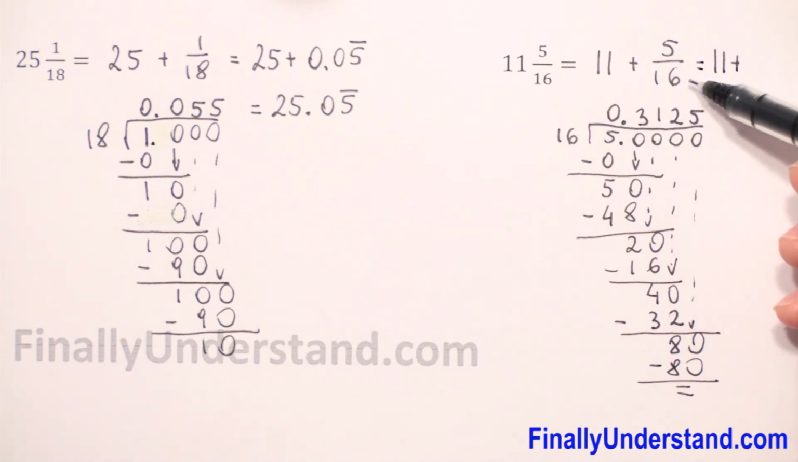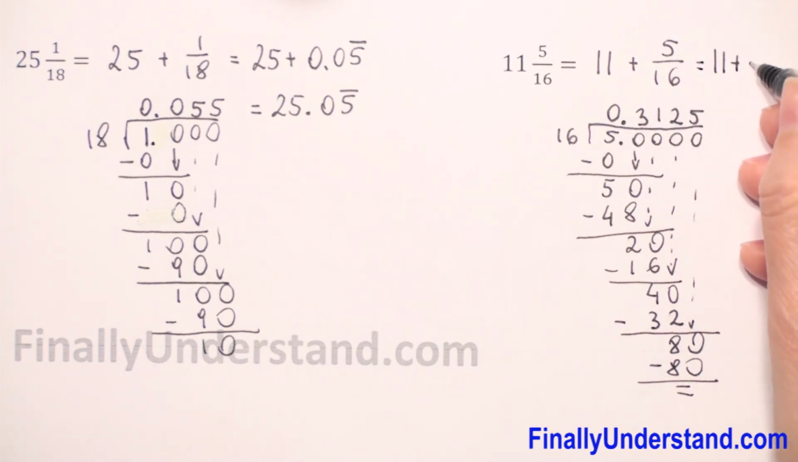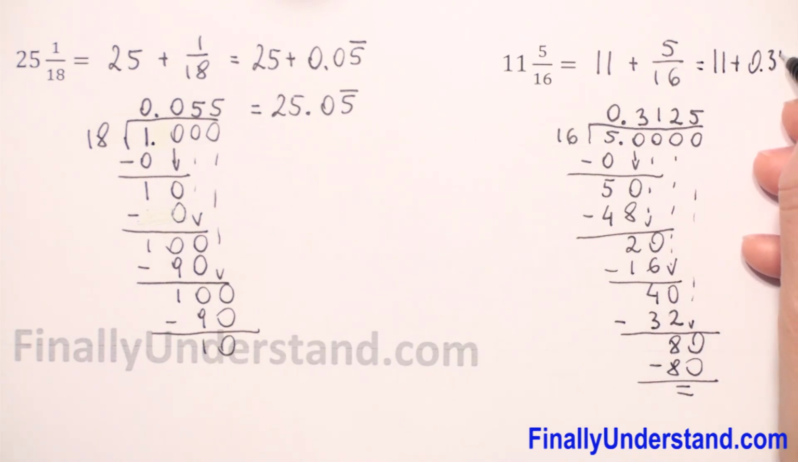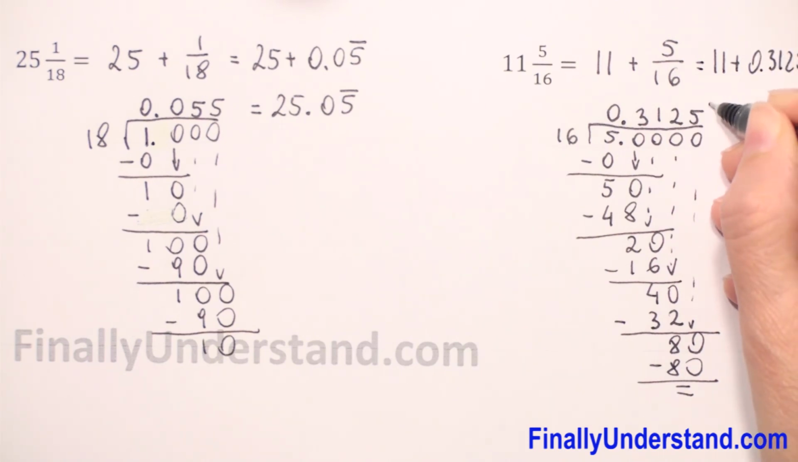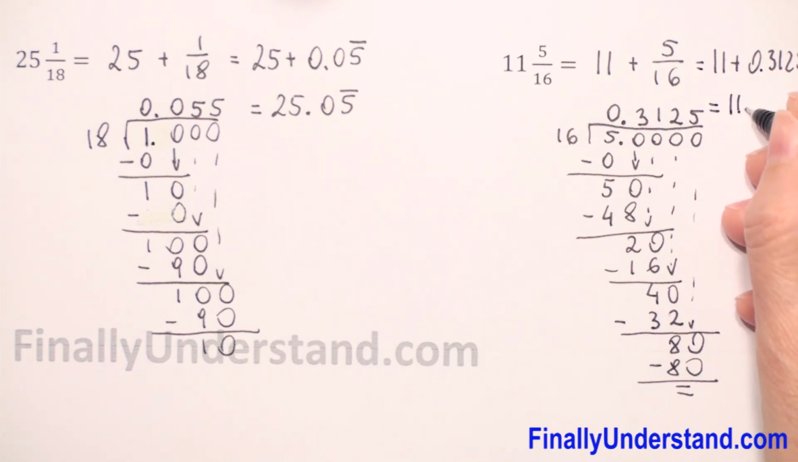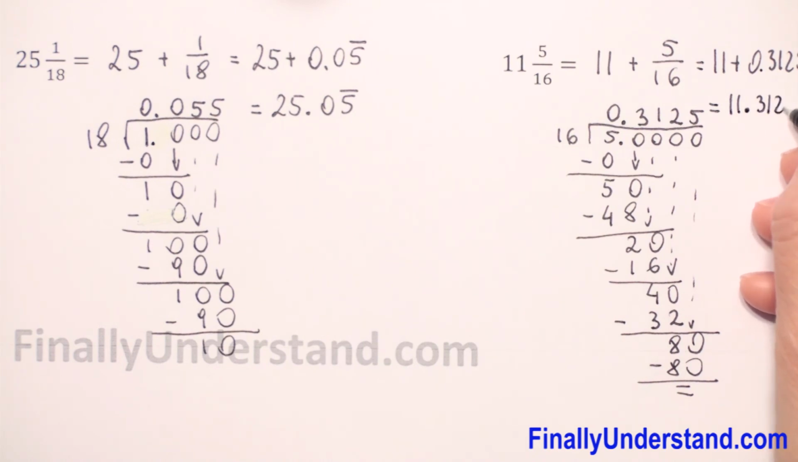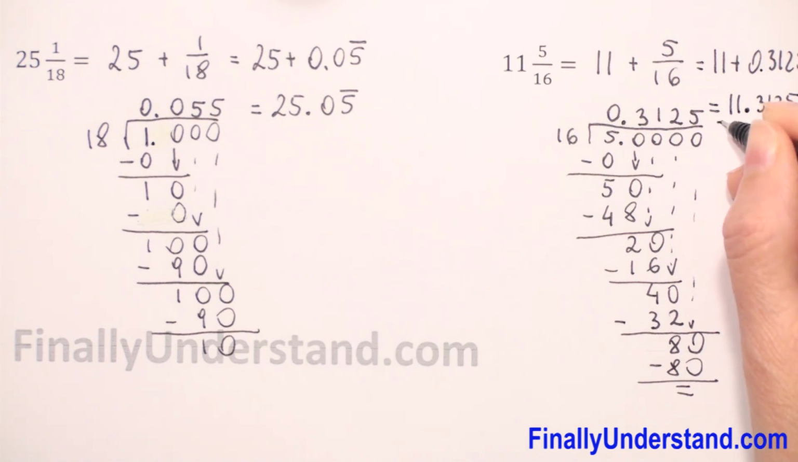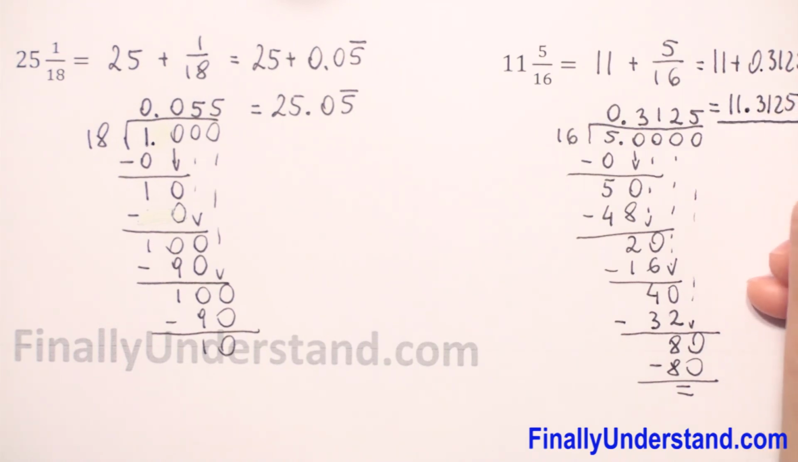5 over 16. We can rewrite that this is 0.3125. So this is equal to 11 plus 0.3125. This is 11.3125. This is our mixed number as a decimal. This is my solution.